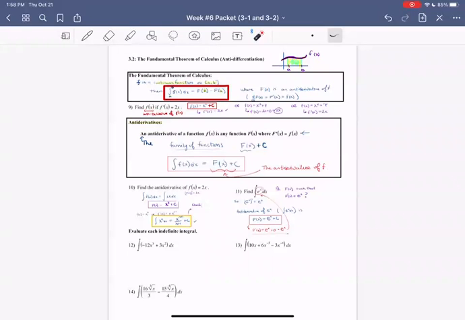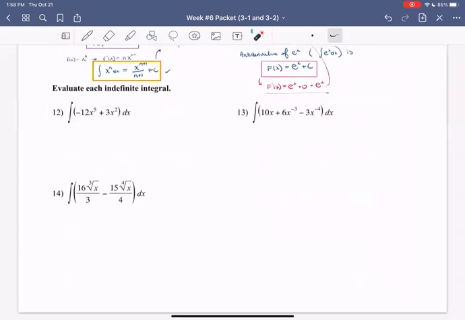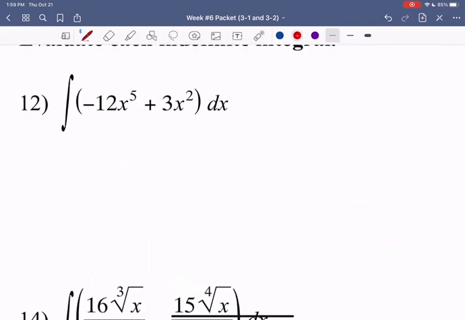In this video, we're going to look at the final examples coming from section 3.2 on the fundamental theorem of calculus. These questions say evaluate each indefinite integral. Before, we were using the language of finding the antiderivative of these functions, but another way of saying that is to find the indefinite integrals over these functions. So let's take a look at number 12 first.